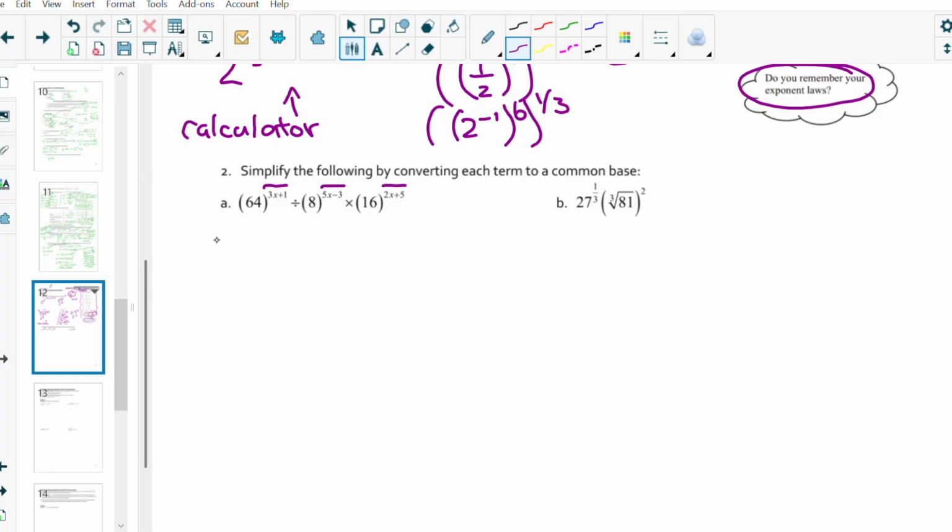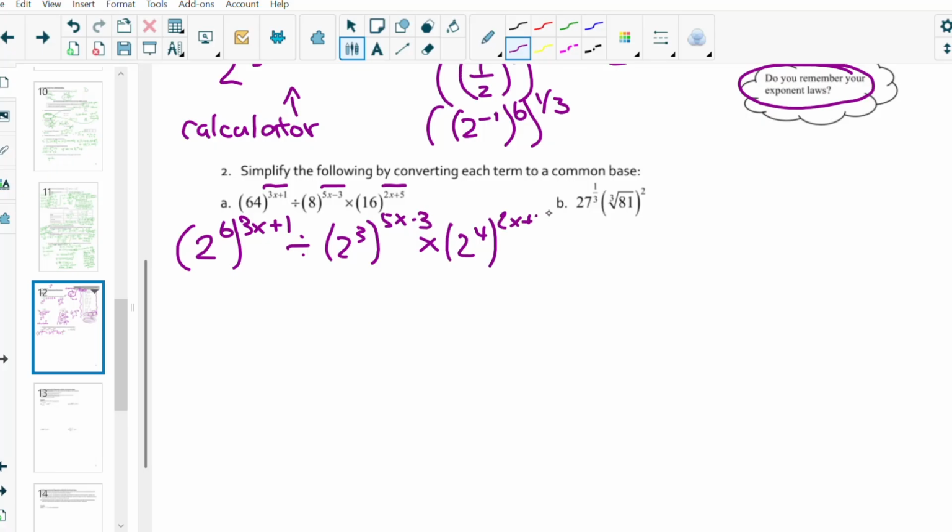Okay, letter A, I can rewrite that as 2 to the 6th to the 3x plus 1 divided by 2 to the 3rd to the 5x minus 3 times 2 to the 4th to the 2x plus 5. Okay, let me use the power rule. I'm going to multiply the exponents. When it's an exponent of an exponent, you multiply. So that's 18x plus 6 divided by 2 to the 15x minus 9 times 2 to the 8x plus 20.